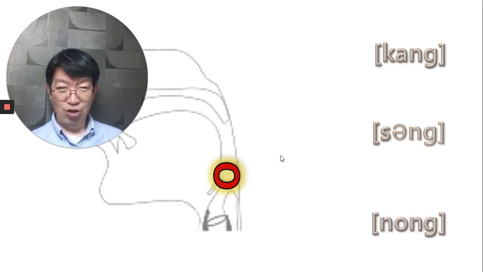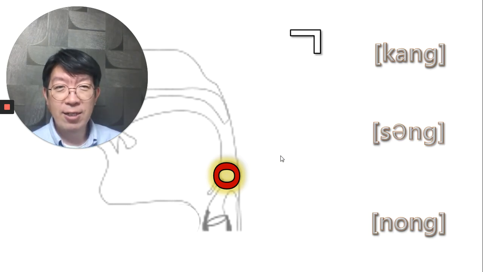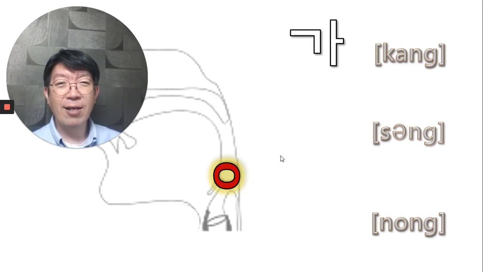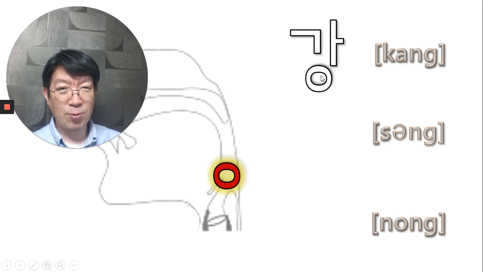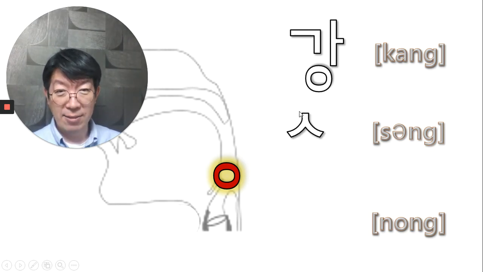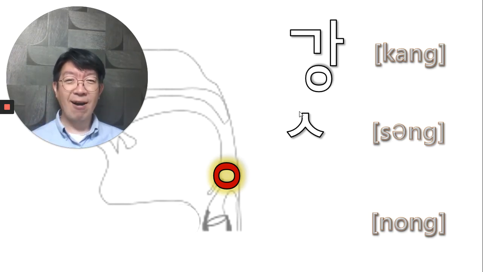that is ng. For example, kang: g, a, and ng. As you see, we write a second consonant here. This is the first consonant, vowel, and second consonant. So g, a, ng, kang, and s, soft s.